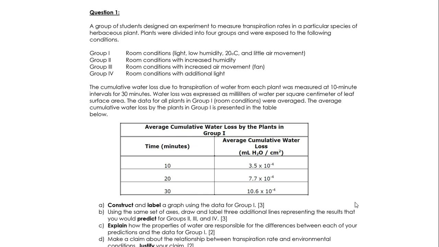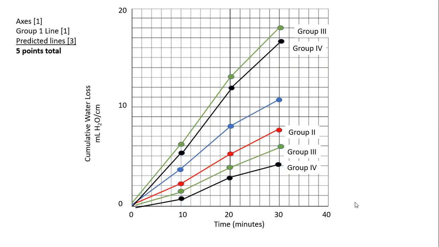So the first question came off of an old AP exam, gave you the scenario with 4 different groups of plants that were grown in different conditions, and you had to graph the average cumulative water loss of the plants from group 1. They gave you the data in the table, and you can see that the time ran from 10 minutes to 30 minutes, and the average cumulative water loss. So if you graphed it correctly, you should have gotten a graph that looks something like this.